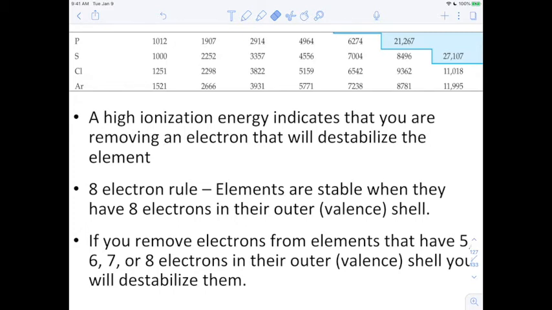And we have an 8 electron rule, and this is going to apply as well to our Lewis structures. So atoms are stable when they have 8 electrons in their outer valence shell. If you remove electrons from elements that have 5, 6, 7, or 8 electrons in that outer shell, you will destabilize them. So that is why from phosphorus onto argon, it is more favorable for them to gain electrons than for them to lose electrons. They're all trying to get to a noble gas configuration, but again, if they have 5, 6, 7, or 8 electrons in their valence shell, they would prefer to gain an electron than to lose it.